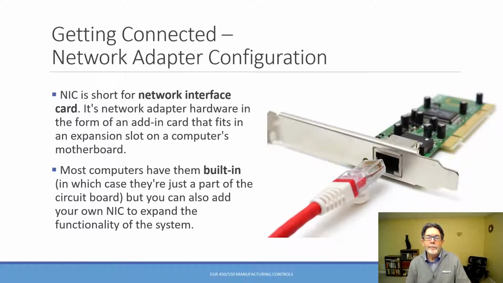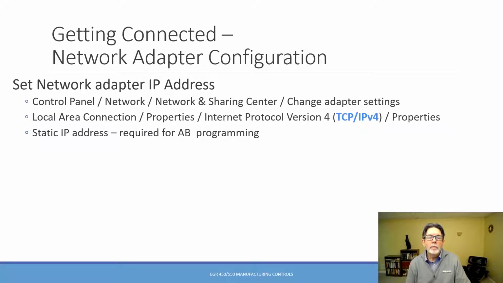It used to be added as an adapter, and still might be in certain computers, but typically on a laptop it's going to be integrated into the motherboard. We need to adjust this to set its IP address. That's done through the network adapter configuration on your PC. We can do that through the control panel, through the network and sharing center, and change adapter settings. So if you just search for change adapter settings in your system search window, you can probably go directly there.